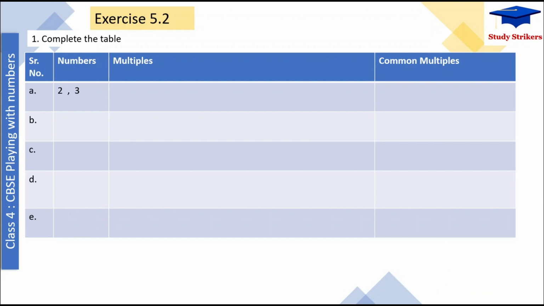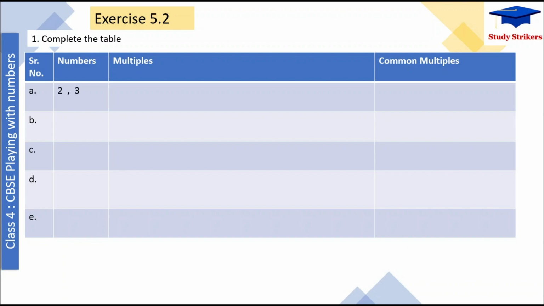There are many numbers which are part of the tables of a lot of numbers. Let's say 8. 8 comes in the table of 2 as well as 4. So 8 is a common multiple for 2 and 4.